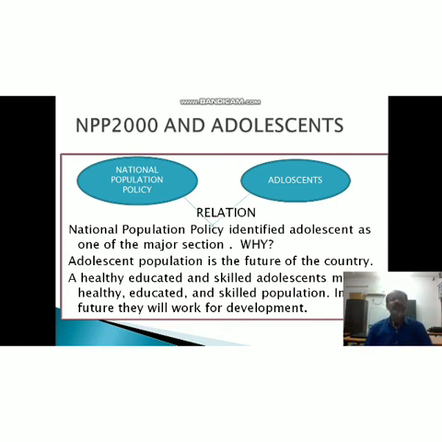They have to be very much aware of the family planning program. National Population Policy 2000 and adolescents. We know the national population policy and we know the adolescents. What is the relation? The national population policy identified adolescents as one of the major sections. Why? The adolescent population is the future of the country. A healthy, educated and skilled adolescent means a healthy, educated and skilled population. As we know, as a human resource, three things are required: education, health and skill. So in the future, they will work for development.